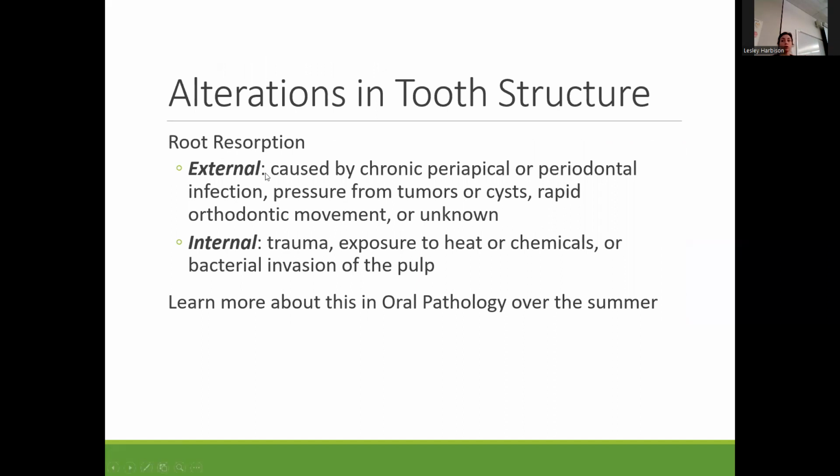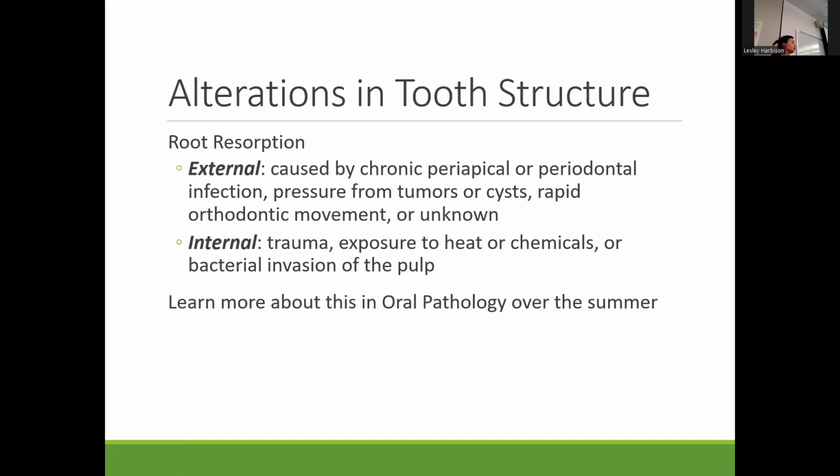But okay, so external root resorption is caused by chronic periapical or periodontal infection, pressure from tumors, cysts, rapid orthodontic movement, or unknown cause. Sometimes it just happens and they don't know why. So the resorption is happening on the outside. Internal root resorption can be from trauma, exposure to heat or chemicals, bacterial invasion of the pulp, and that is like where the tooth is starting to eat itself from the inside out. So external root resorption is going from the outside in, and then internal is going from the inside out.